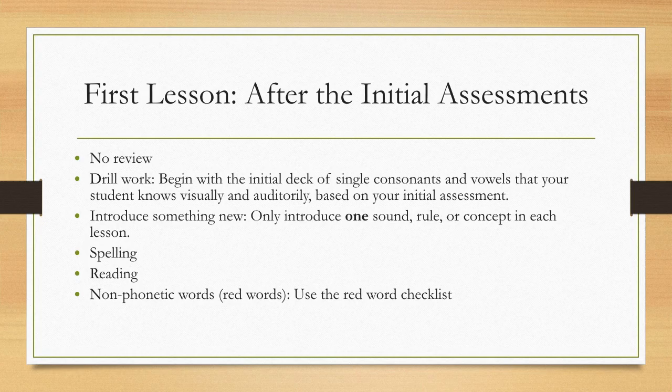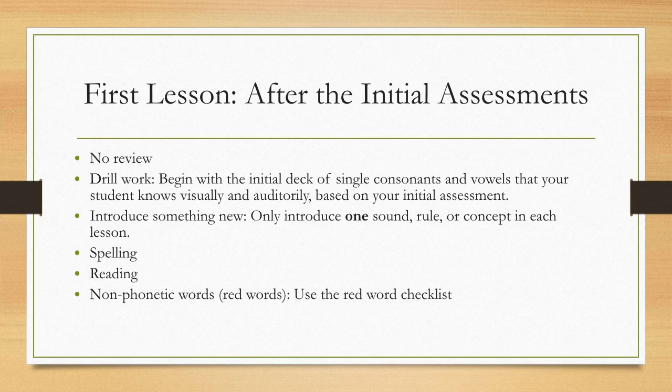After you have introduced something new to your student, you will then move on to the spelling portion of the lesson. During this portion, you will provide your student with a few words, phrases, or sentences to spell, making certain that the material you provide only contains the consonants and vowels the student already knows, including the new sound, rule, or concept that you taught during this lesson. Be sure to incorporate fingerspelling during this portion of the lesson. You will learn more about fingerspelling in the spelling module.